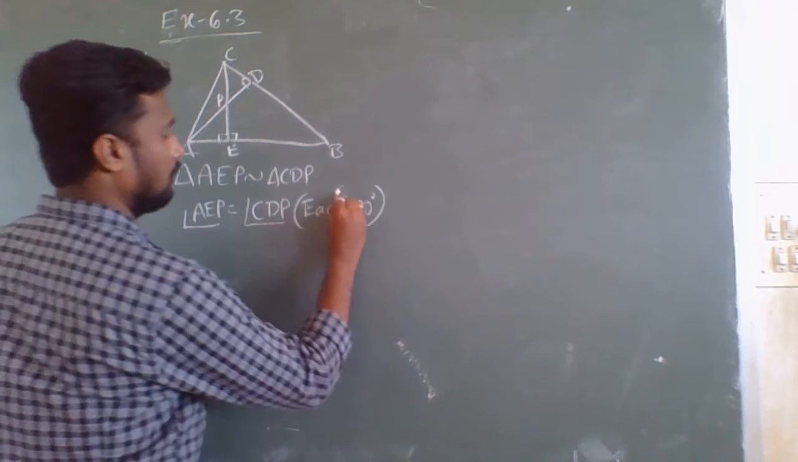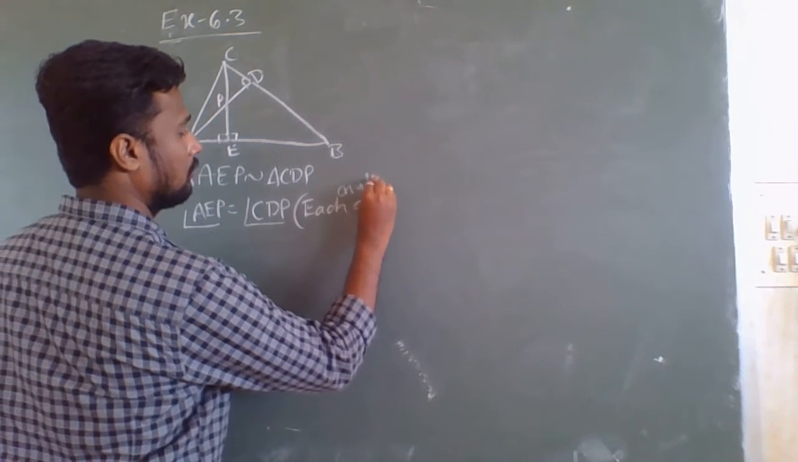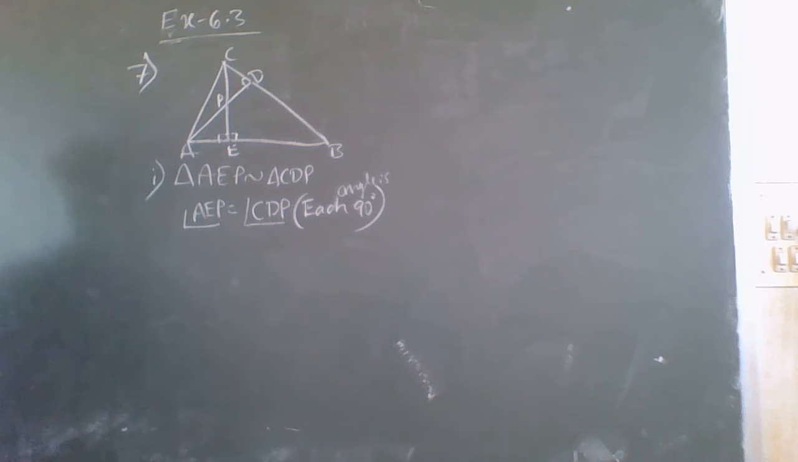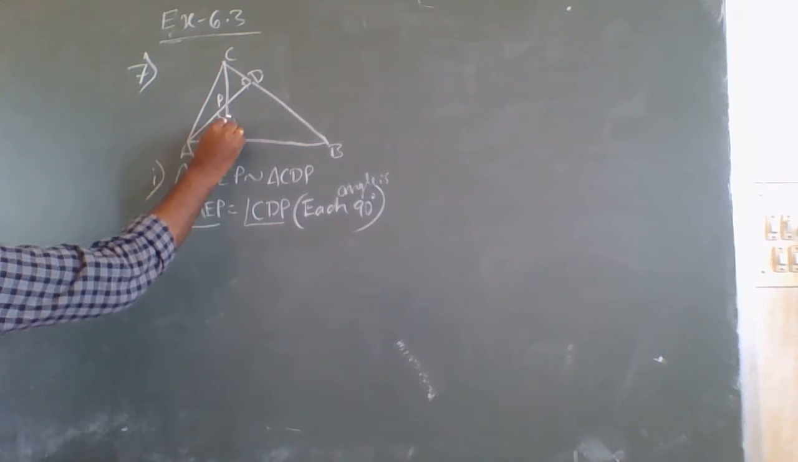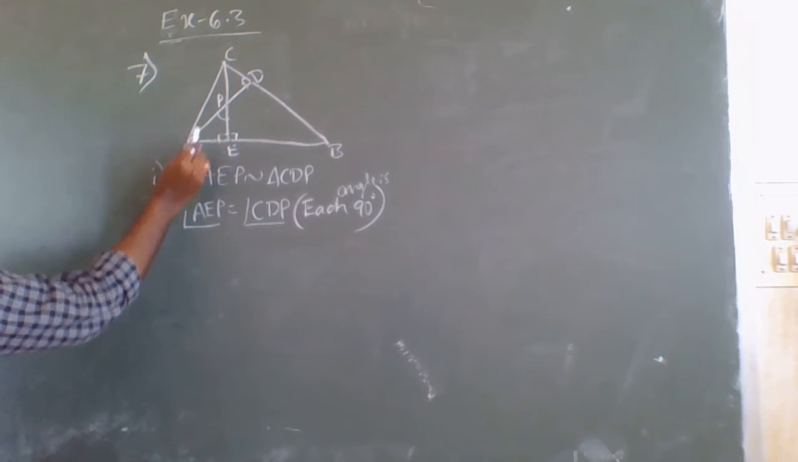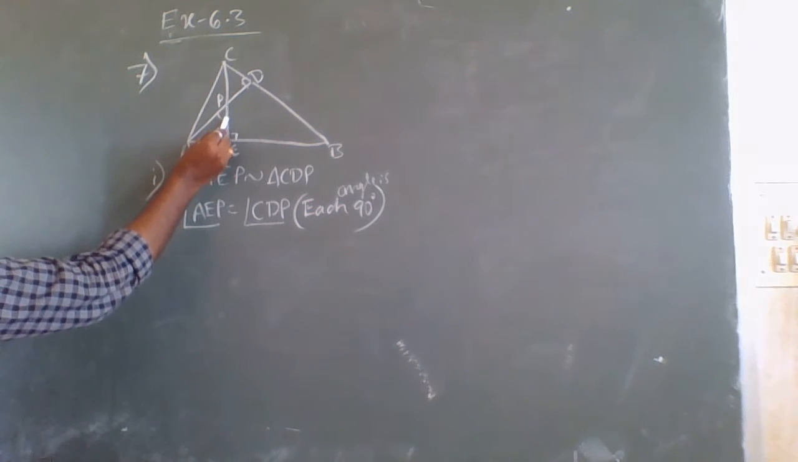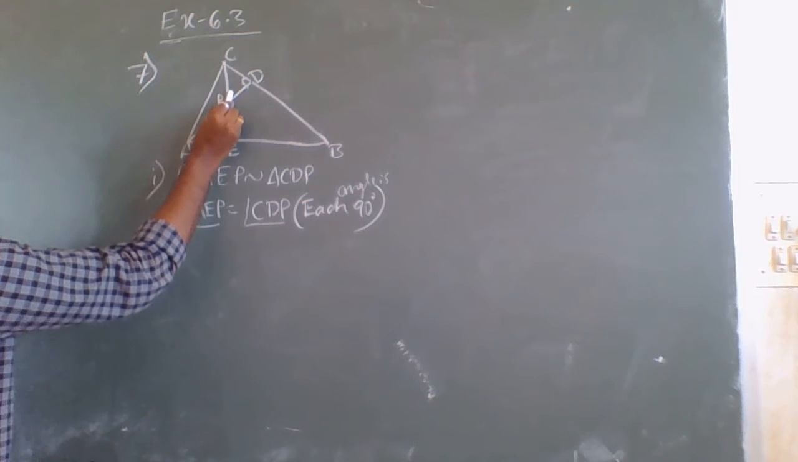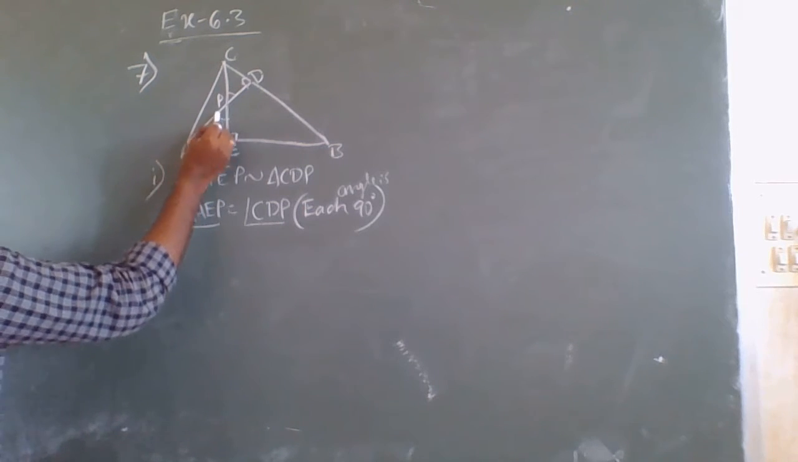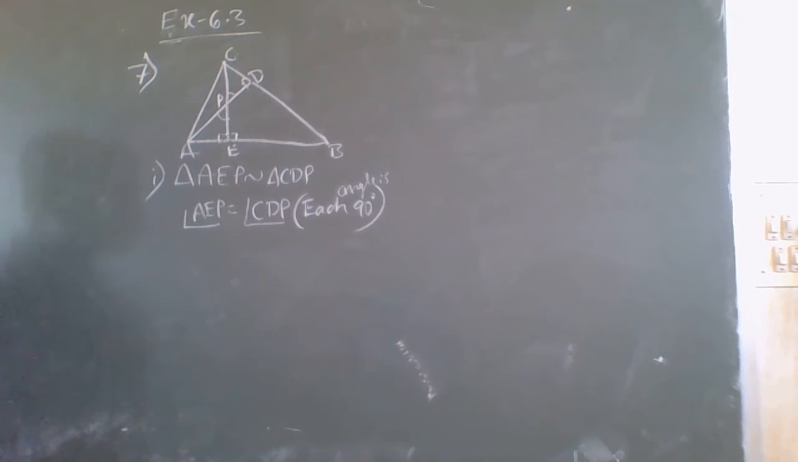Each angle is 90 degrees. Now here, angle APE means this angle, and angle CPD means this angle. These two angles are equal because these two are vertically opposite angles.